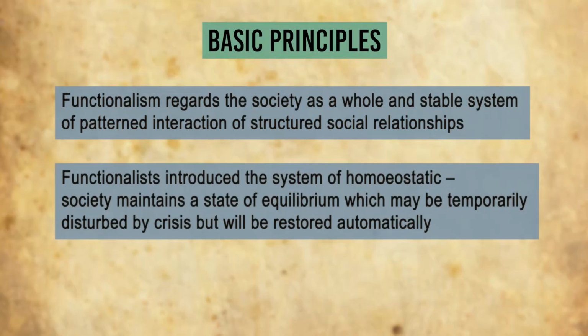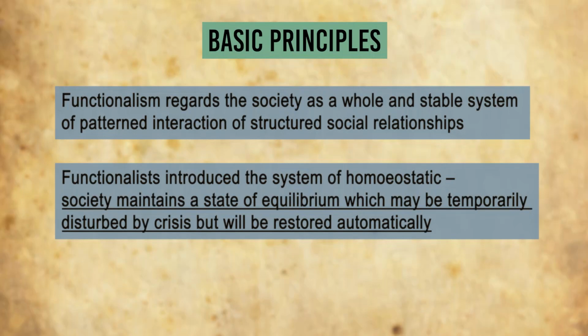Now, the functionalists introduced the concept of homeostasis. They said that society maintains a state of equilibrium. When they said this, some people questioned, then what about the disruptions that happen in between? How do you account for them? So they explained that yes, society maintains an equilibrium state, but it may be temporarily disturbed by a crisis, but will come back, will be restored automatically.